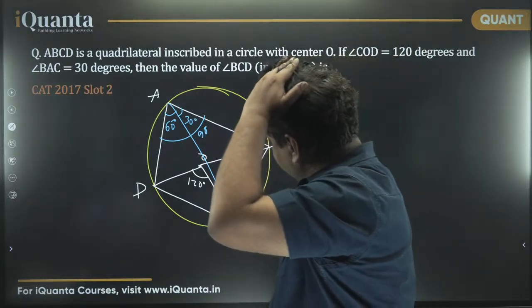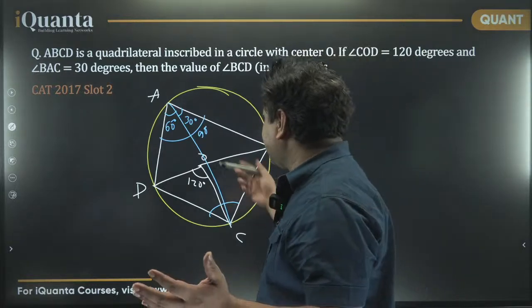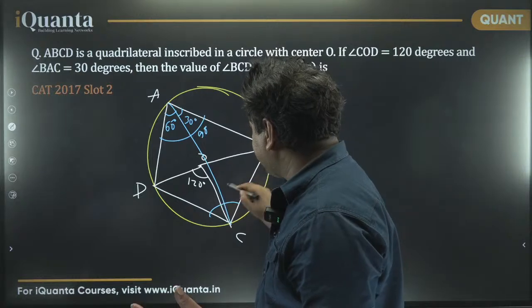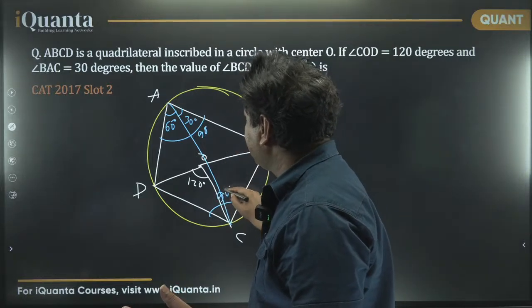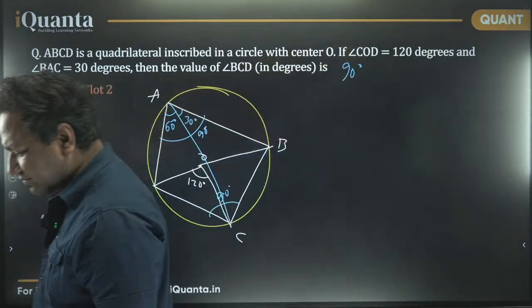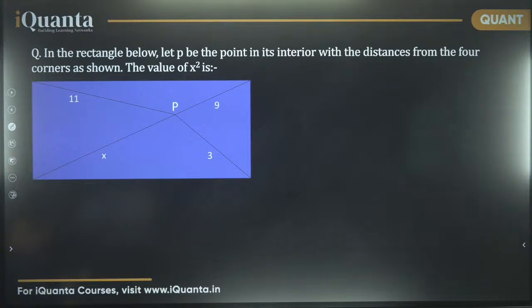हमें निकालना है BCD. The quadrilateral is cyclic. Opposite angles are supplementary. Sum 180 होना चाहिए. This is 90. This should also be 90. Answer 90 है. ये तो खत्म हो गया यार. This is such an easy question. कुछ है नहीं इसके अंदर, तो आगे बढ़ते हैं. ये मज़ेदार सवाल है. Try to do it.